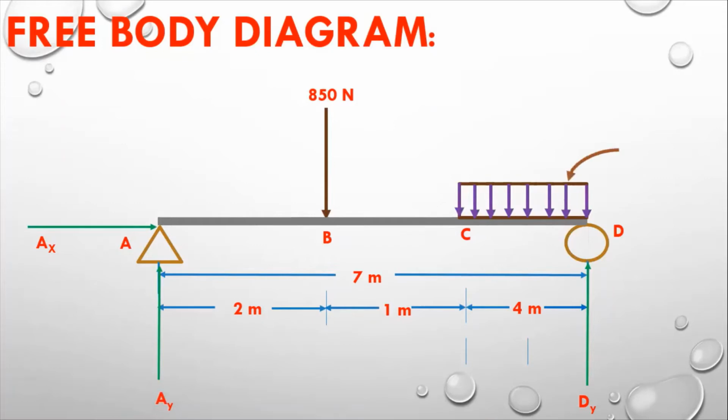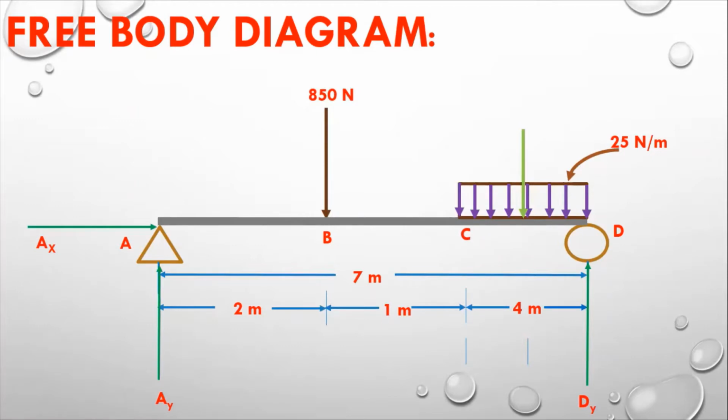You can see there is a uniformly distributed load, but before I move towards converting the uniformly distributed load into a point load, I want to tell you that we have to find the support reactions at point A and point D. Before finding the support reactions, we have to convert the UDL into a concentrated load.